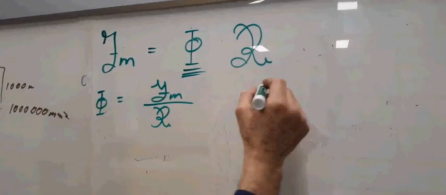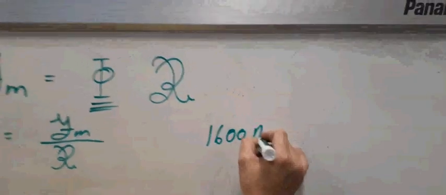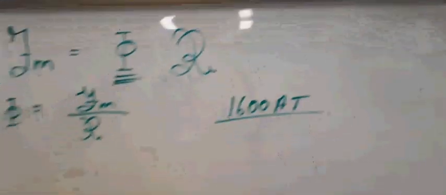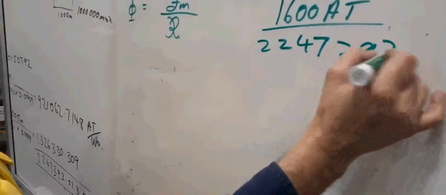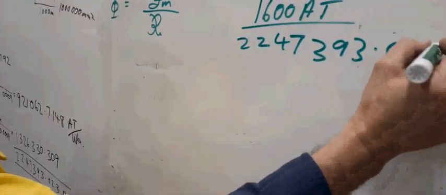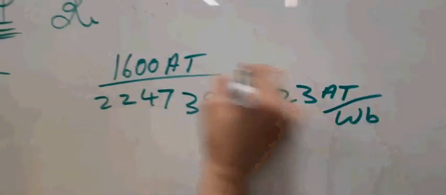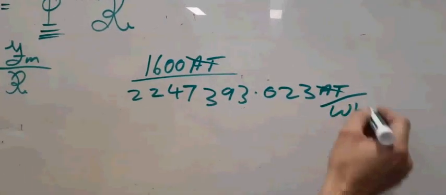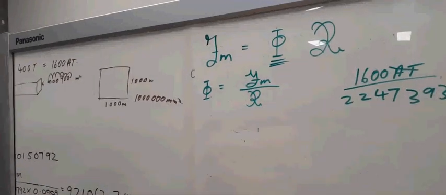And we said that the magnetomotive force before was 400 turns by 4, which was 1600 ampere turns. And we divided it by that number down the bottom there, which was 2,247,393.023 ampere turns per Weber. Notice that those two actually cancel down. See, it leaves us only with Webers. So I just need to pause that for a sec. Equals, here we go.